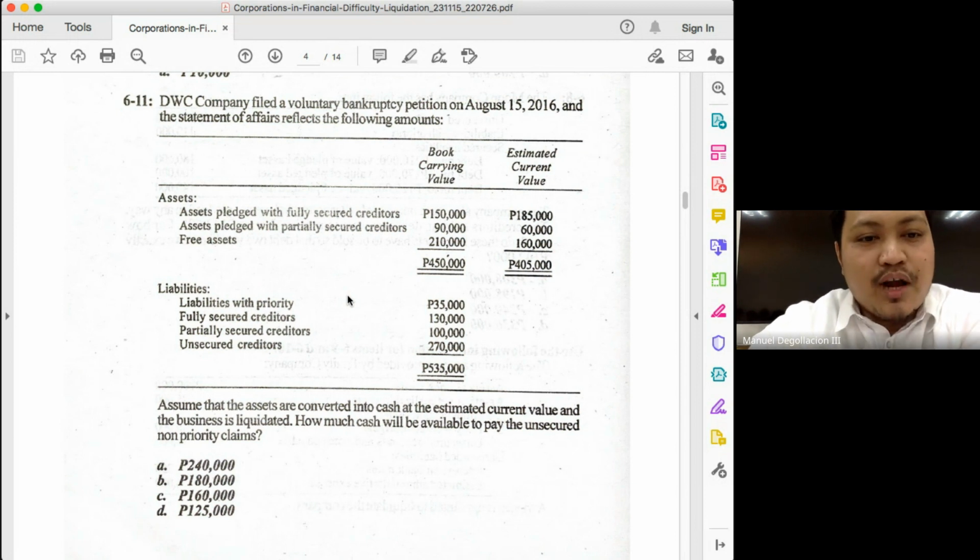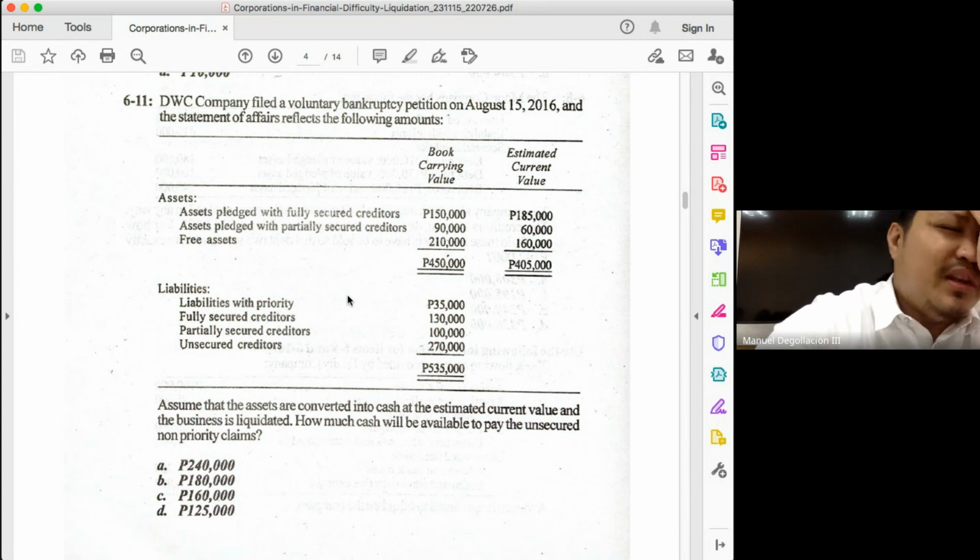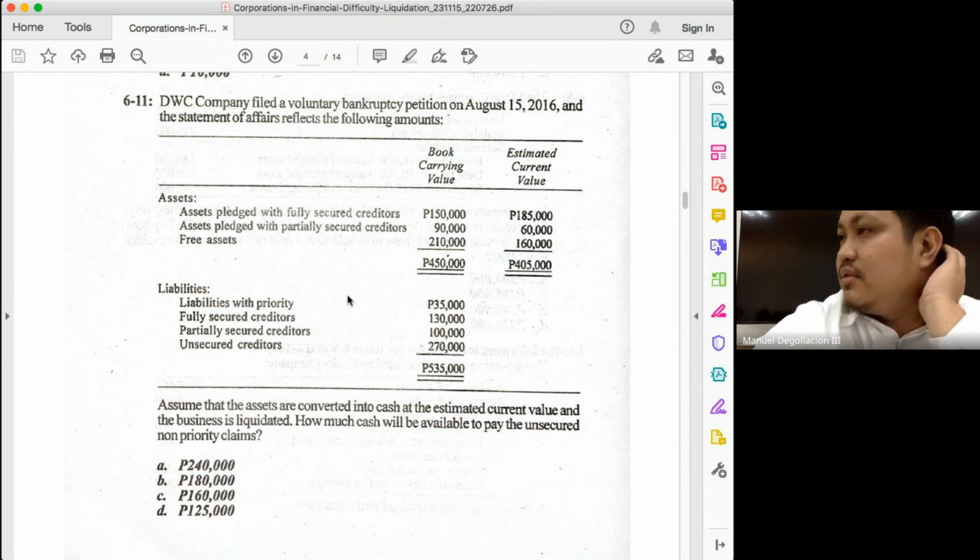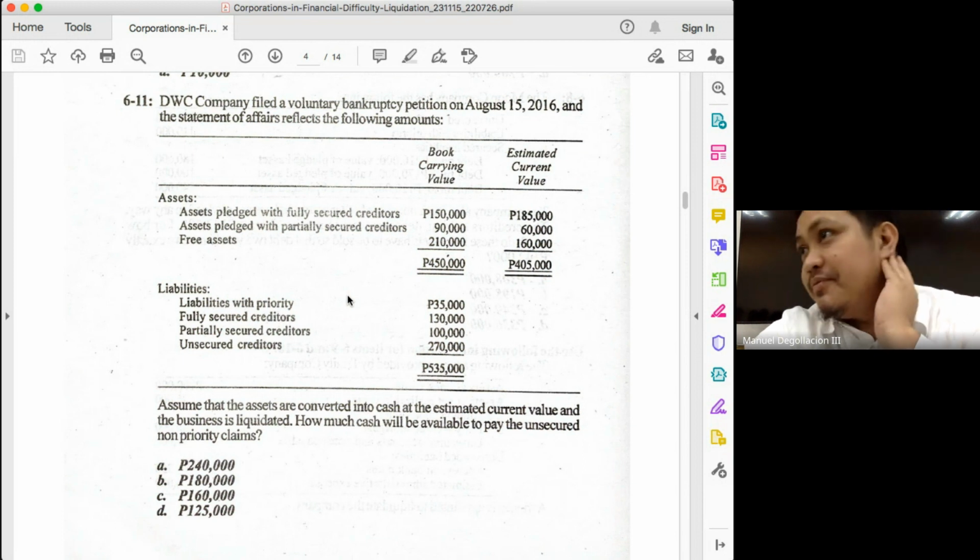How much was our unsecured creditors? 270. Then you add the unsecured portion of 40, you will have 310. So how much was our numerator, class? Our net free assets? 180. And then our denominator would be 310. Will it give you a good percentage, class? How much will it give you? 0.